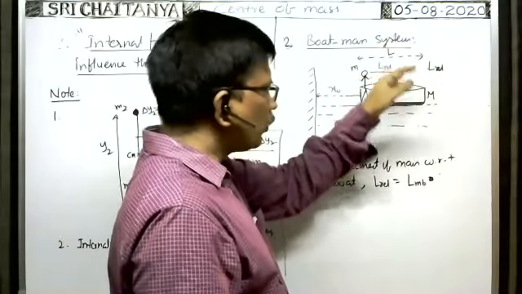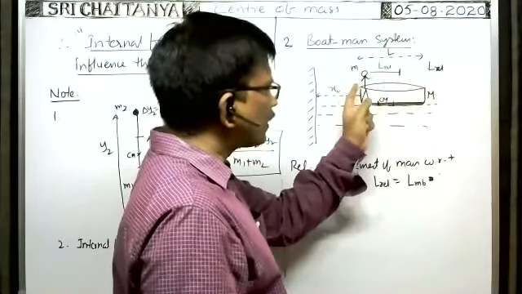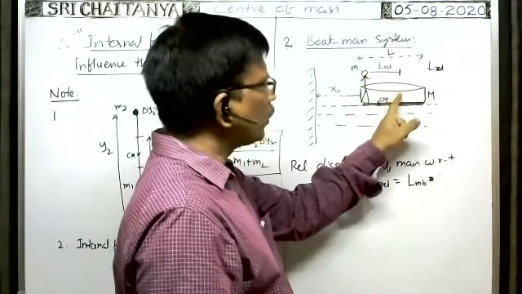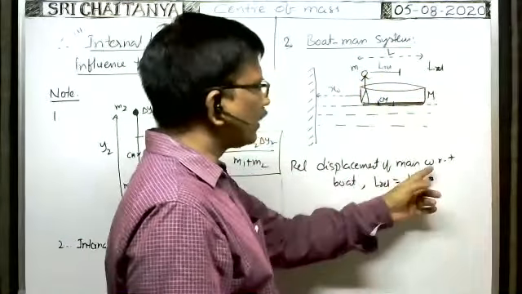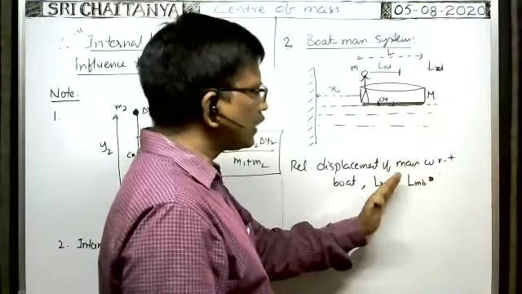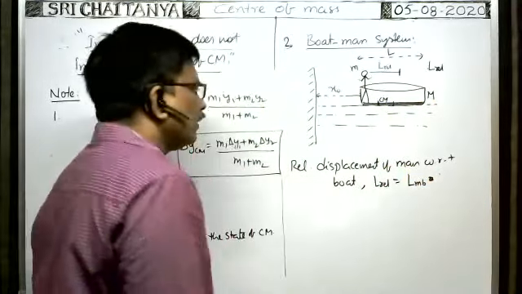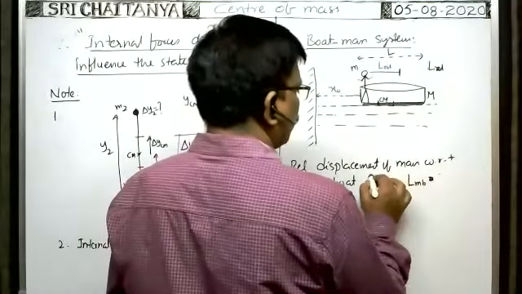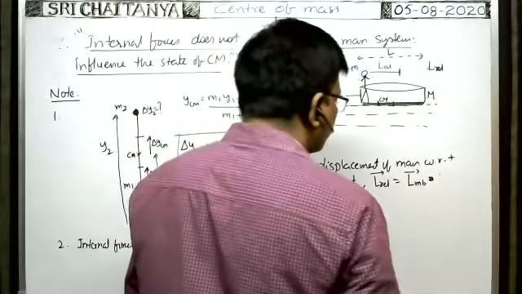So with respect to the boat, when you see the man travel from one end to the other end, the relative displacement of the man with respect to the boat is equal to the length of the boat. That's why you can write L. It is the general case. You write it in vector form, the relative displacement, like this.